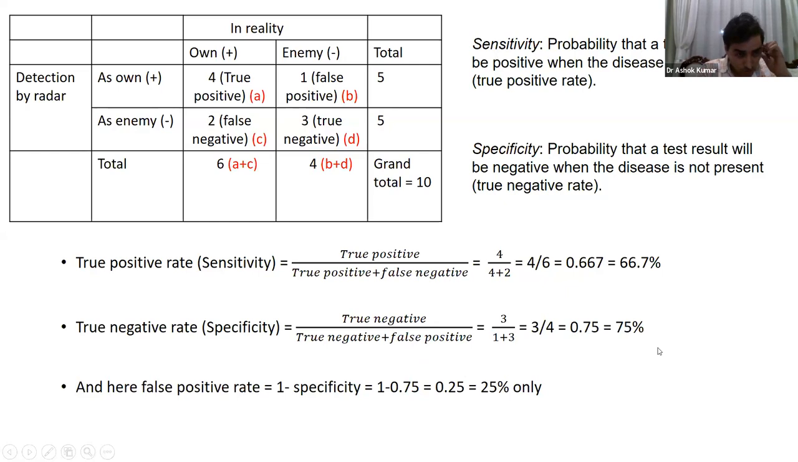If it is not our own aircraft, then this radar will detect, with a 75% chance, that it is not our own aircraft, it is an enemy aircraft. Here the false positive rate is 1 minus specificity, that is 1 minus 0.75, that is 0.25, which is only 25%. So the false positive rate must be low and sensitivity must be high for a good test.